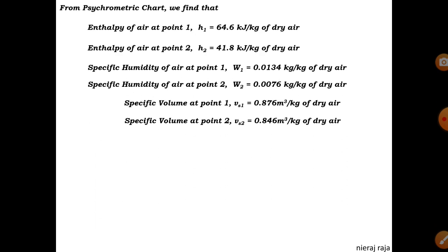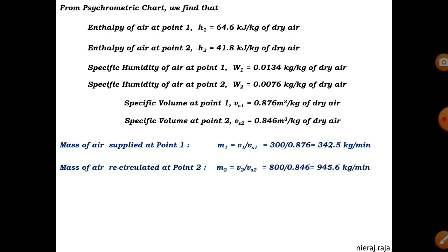For that, at point number 1 and 2 we got different values, H1, H2, W1, W2, that is specific humidity, and VS1 and VS2, that is specific volume. As we have the total volume of air and specific volume of air, we can easily calculate the mass of air. Mass of air supplied at point number 1, M1 is equal to V1 upon VS1. Mass of recirculated air at point number 2, M2 is equal to V2 upon VS2. And this is the formula you will have to use.